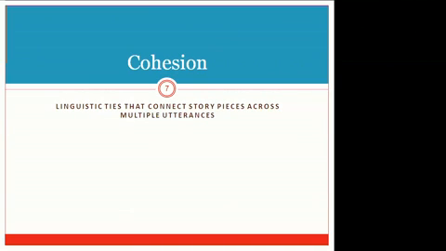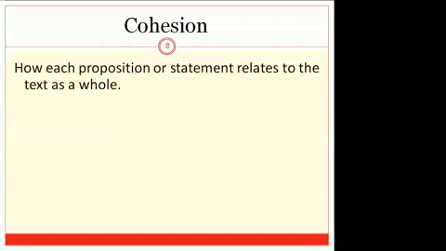Cohesion are the pieces of language that help us to connect a story together and that help us to make ties across utterances, and make the ideas flow throughout the story. So essentially, cohesion is how ideas or statements relate to the text as a whole, how all of the ideas are tied together within the story.